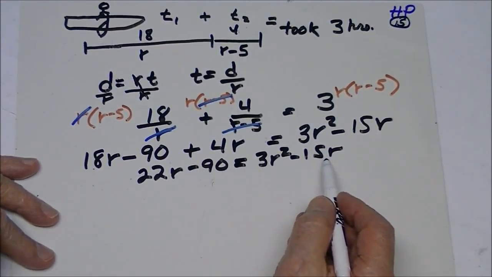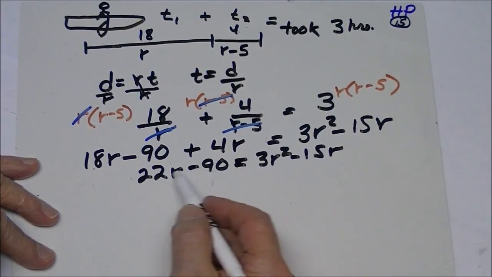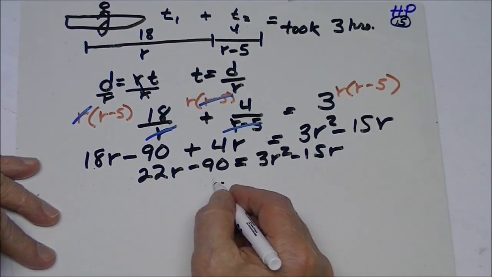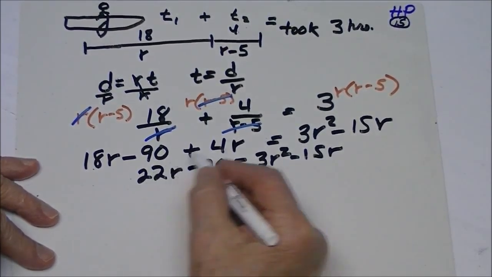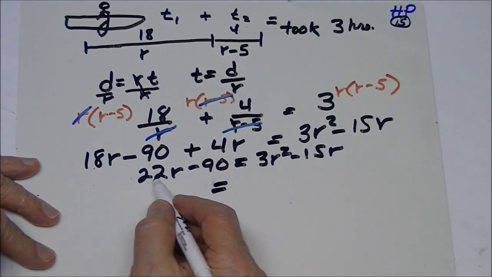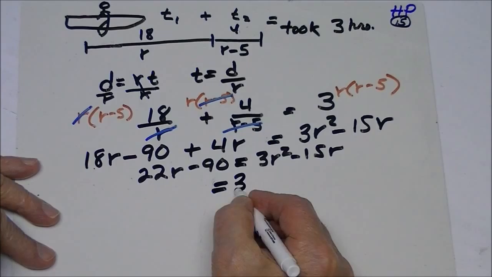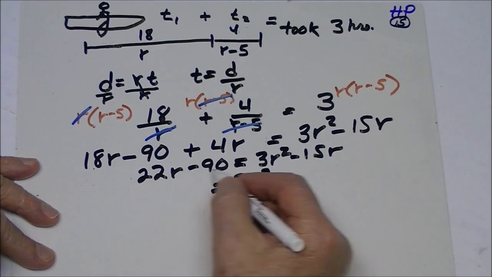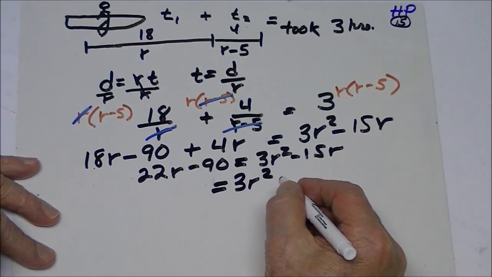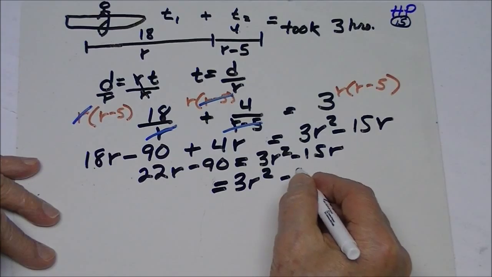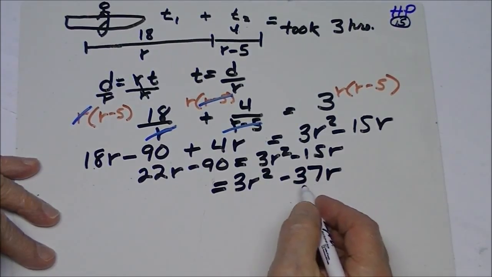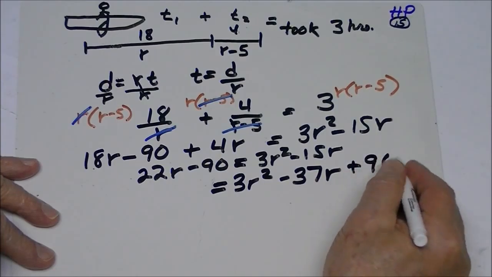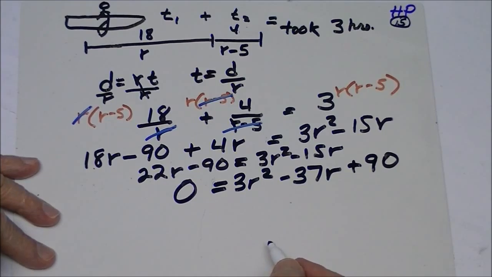Now this is a quadratic equation, so we're going to solve it by putting it in standard form. So since this is positive, I'll move these over. This goes to this side as a negative 22r. So this is going to be a negative 37r. And this comes over as a positive 90. And that all equals 0.